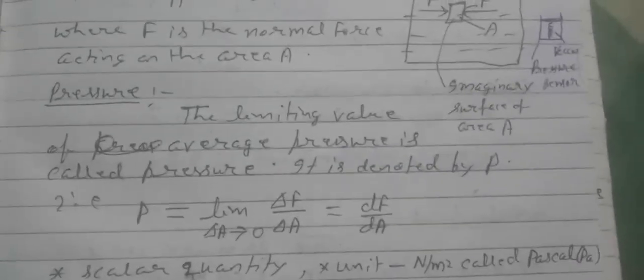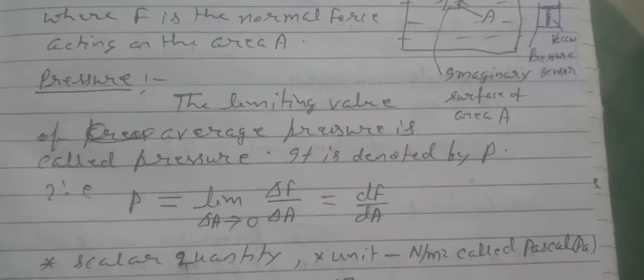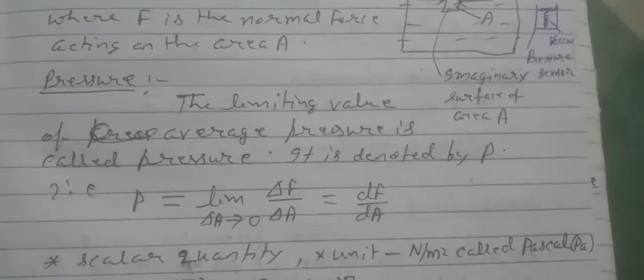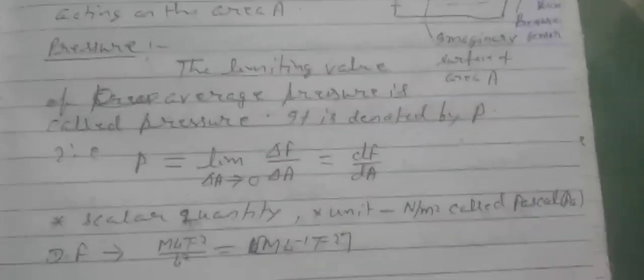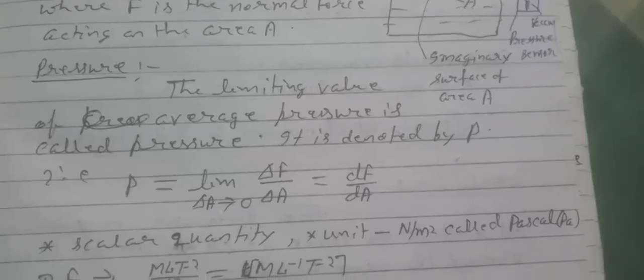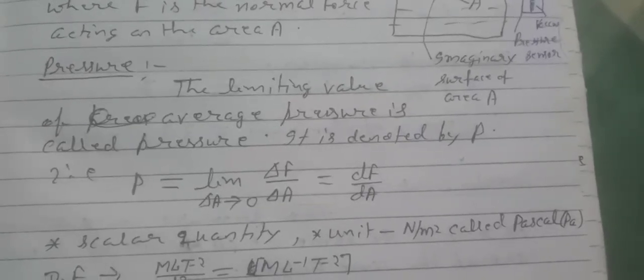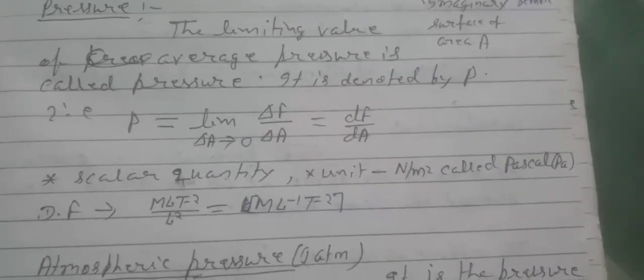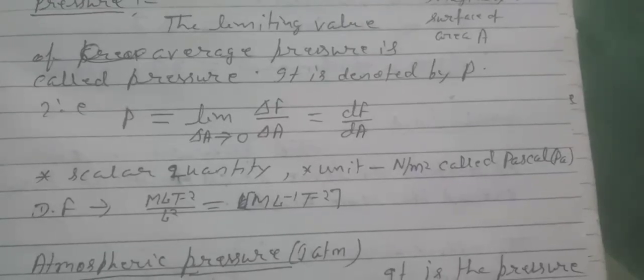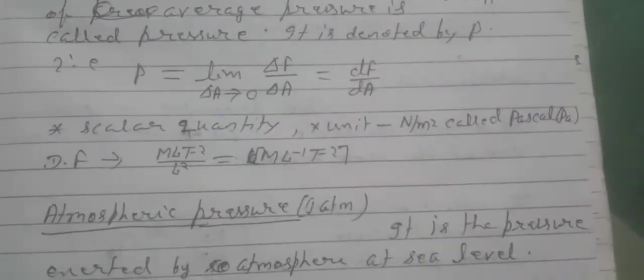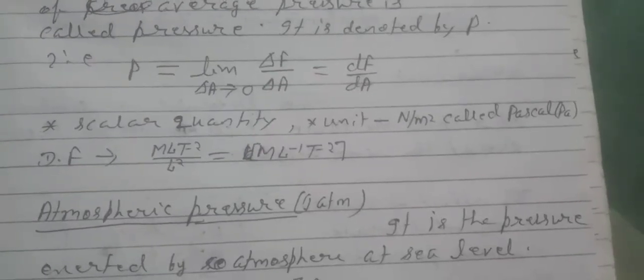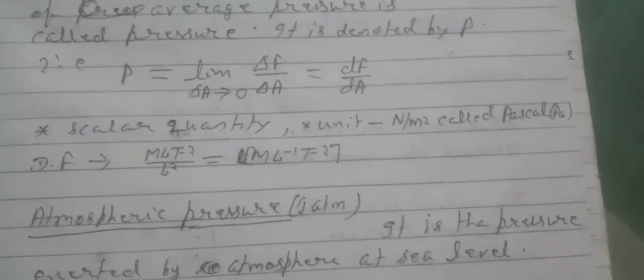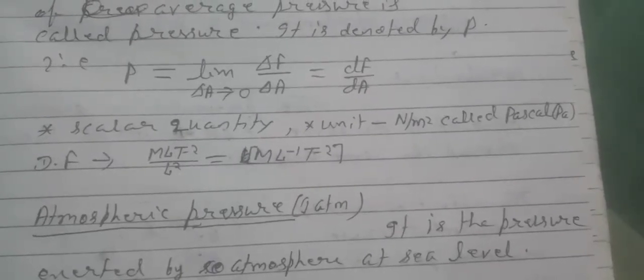Pressure. The limiting value of average pressure is called pressure. It is denoted by P. That is, P equals limit delta A tends to 0 of delta F by delta A, equals dF by dA. It is a scalar quantity and its unit is Newton per meter square, which is called Pascal. The dimensional formula is M L T to the power minus 2 by L to the power 2, equals M L to the power minus 1 T to the power minus 2.